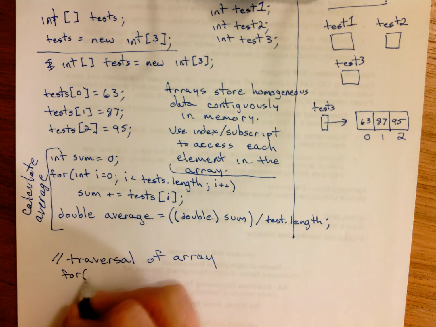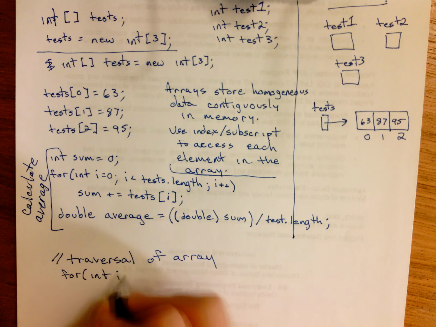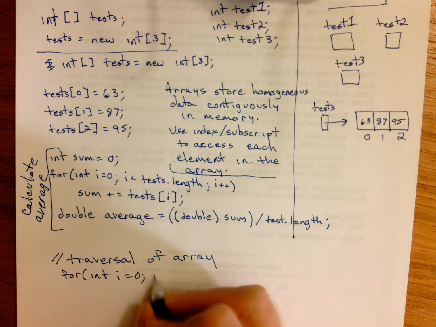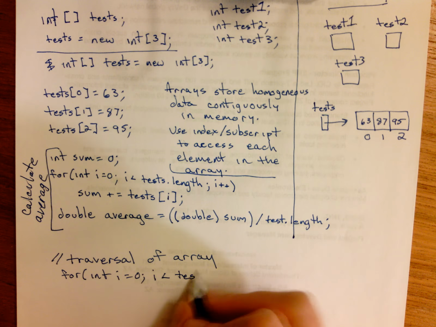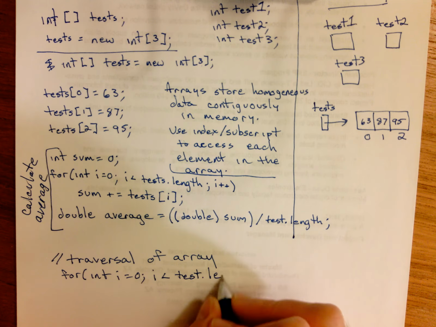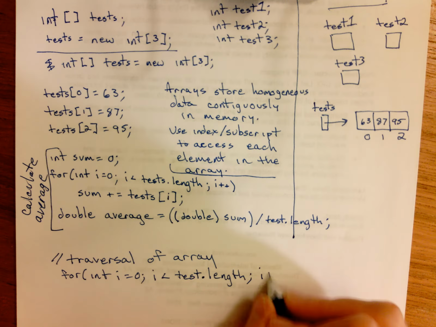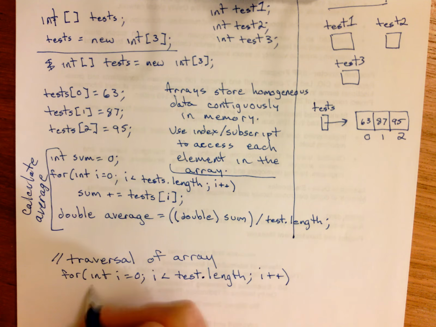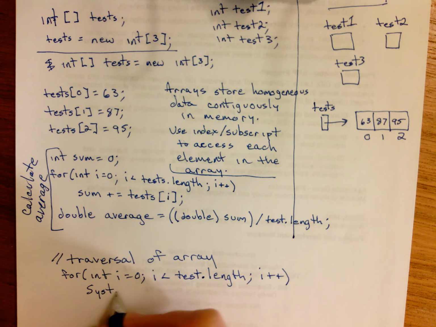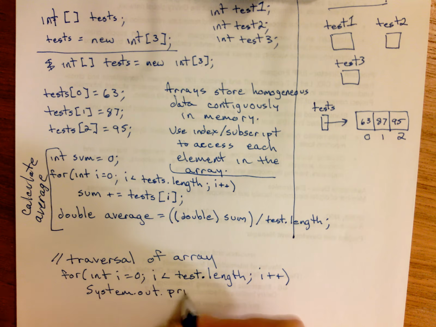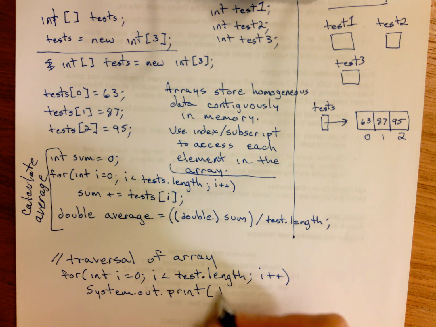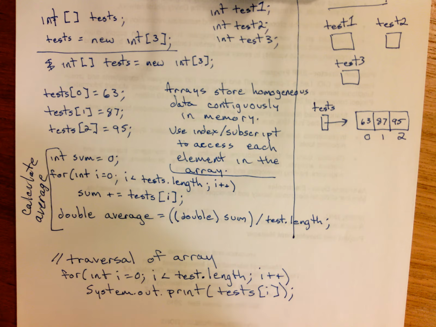It's a simple for loop: for int i equals 0, i less than tests.length, so the length of the array, i plus plus, and in this case all I'm going to do is output them. System.out.print tests sub i. It's a simple traversal algorithm.